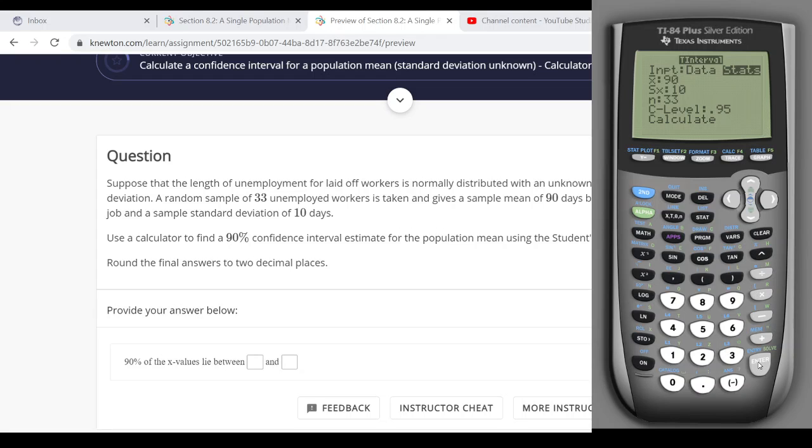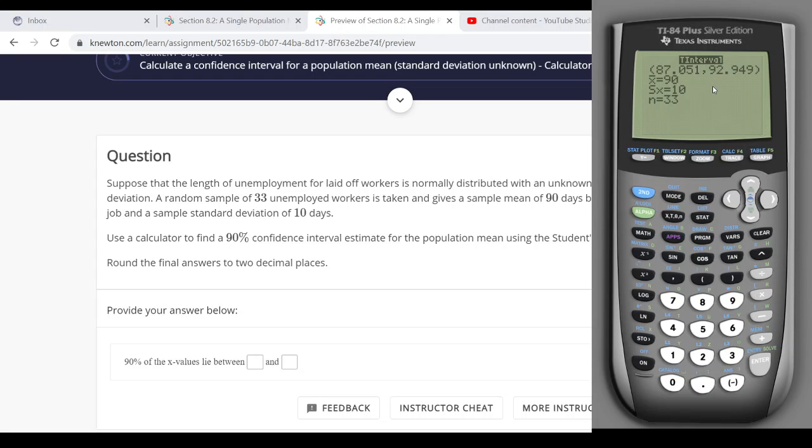And what's the confidence level? You have to enter the confidence level as a decimal. They said 90% confidence interval here, so 0.9. Again, don't enter 90. It's got to be a decimal. Then calculate, and there you go. The lower value, x bar minus the margin of error, is 87.051. And x bar plus the margin of error is 92.949. There's our 90% confidence interval.